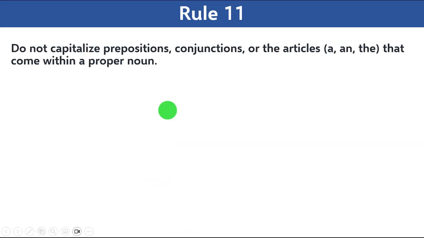Do not capitalize prepositions, conjunctions, or the articles a and the that come within a proper noun. Right? Now, what are prepositions? Prepositions are those small words like in, on, and at. Conjunctions are words like for and and. And articles, of course, you know, are the words a and the. If they are within a proper noun, you will not capitalize them, right?